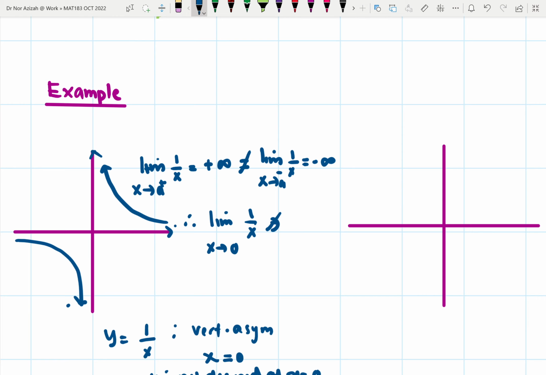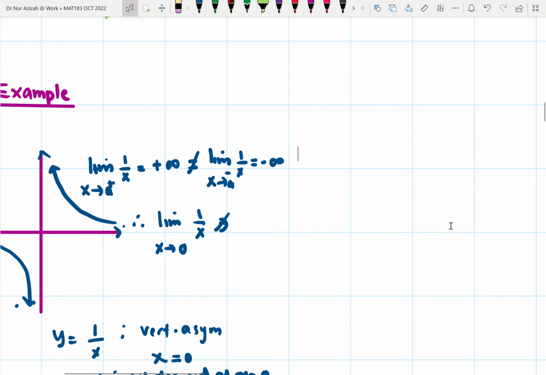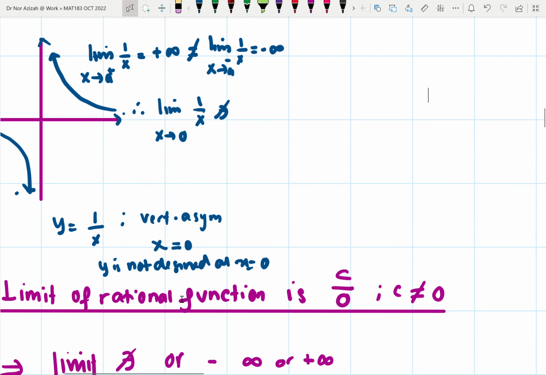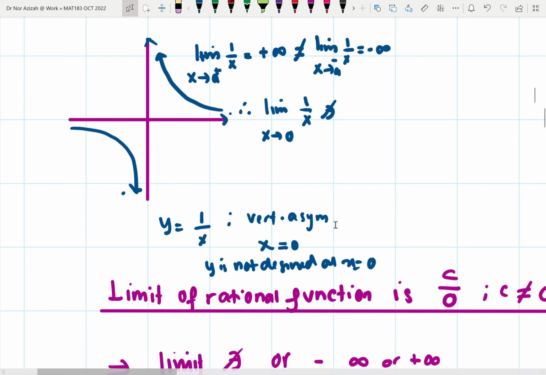Okay, so this one I can show ya. Okay, so I stop here for this video. This one is for one-sided limit where two-sided limit does not exist.